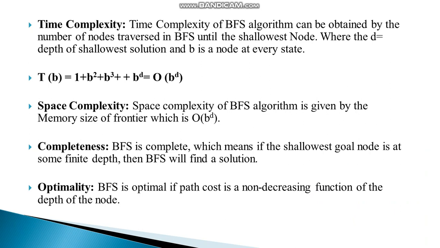Time complexity. The time complexity of BFS algorithm can be obtained by the number of nodes traversed in BFS until the shallowest node, where d equals the depth of the shallowest solution and b is the number of nodes at every state. T(b) equals 1 plus b plus b squared plus b power 3 plus up to b power d. Space complexity. The space complexity of BFS algorithm is given by the memory size of the frontier, which is O of b power d.